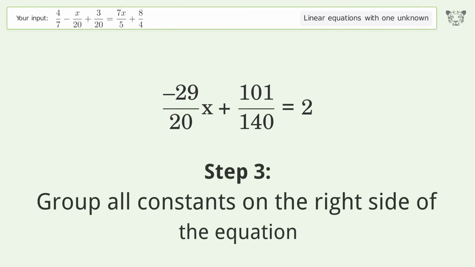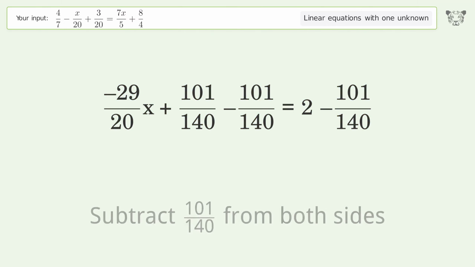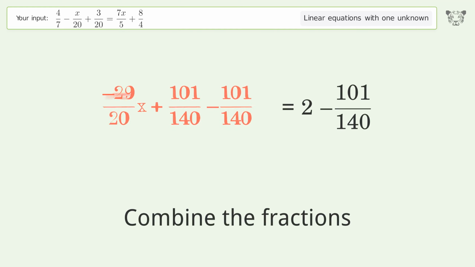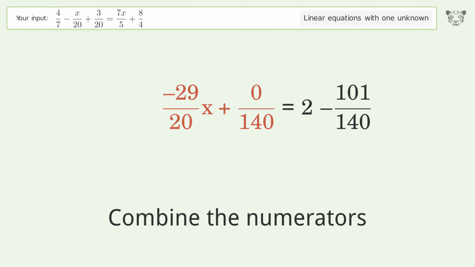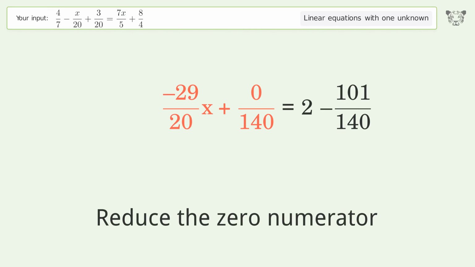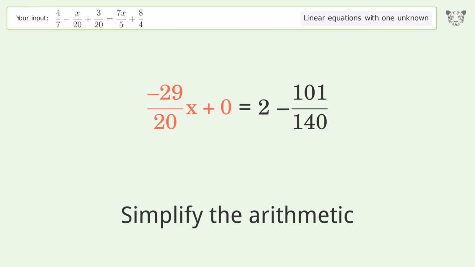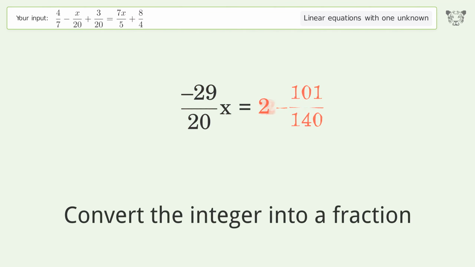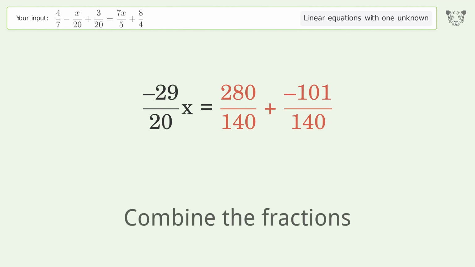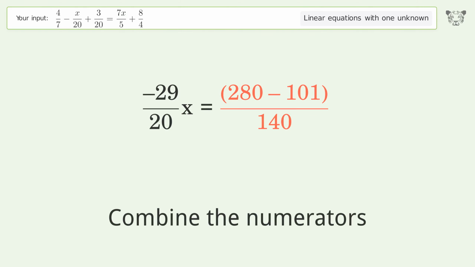Group all constants on the right side of the equation. Subtract 101 over 140 from both sides. Combine the fractions. Combine the numerators. Reduce the zero numerator. Simplify the arithmetic. Convert the integer into a fraction. Combine the fractions. Combine the numerators.